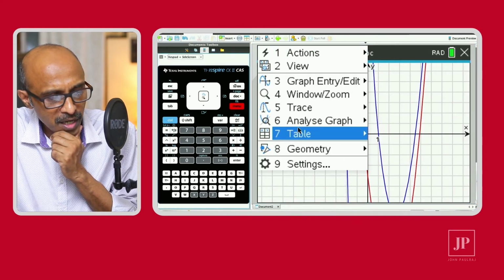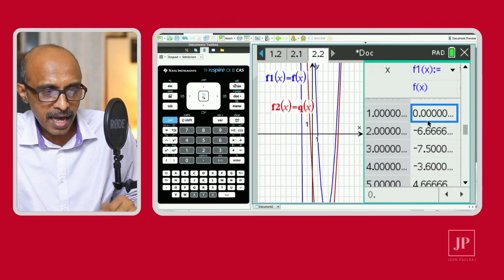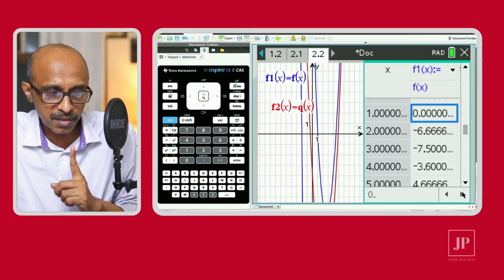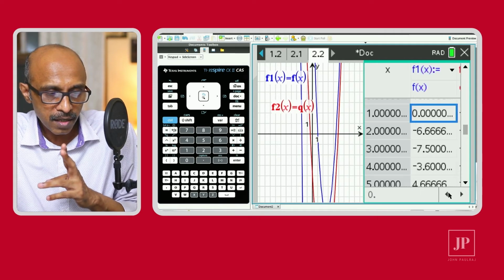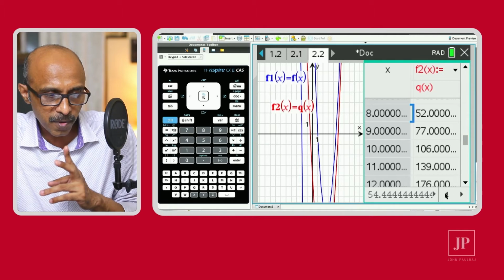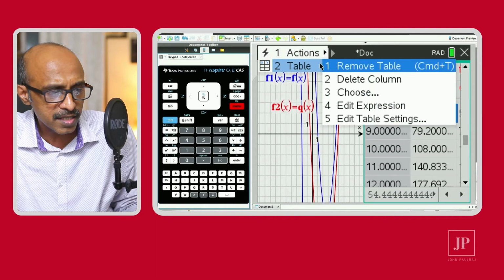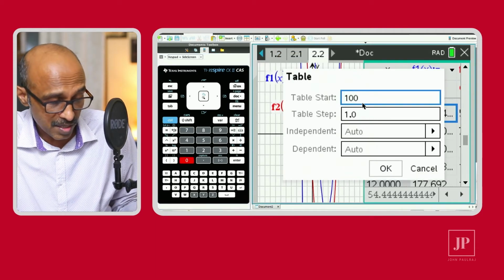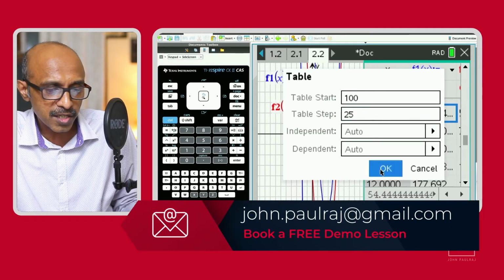So let's go back to our table. All right, so I'm going to go and see what's going on at the table. That's a good way to compare. Numerical approach. And these are the initial values of x, f1 representing the rational function, and f2 representing the quadratic this time. Okay, what do we have as we keep going on? Is there something to agree upon? Let's just jump and see what happens for large values. All right, so let's edit the table settings, starting at, let's say, 100 like we did before, and the table step size at 25. That should be good.